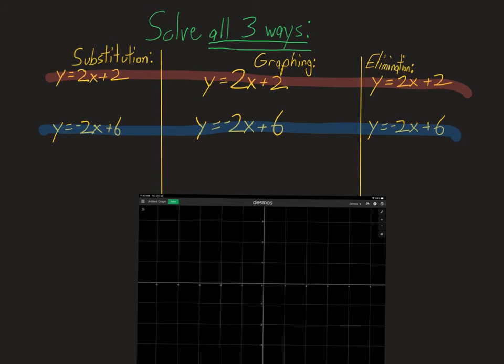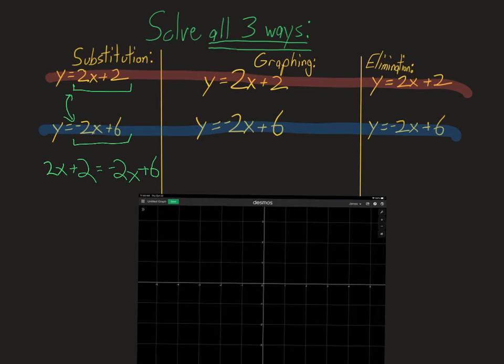Substitution: they're both solved for y, which means I'm just connecting these two to each other. If they both equal y, you just set these two equal to each other to get rid of the y. So we've got 2x plus 2 equals -2x plus 6. Okay? And now we just do our solving.